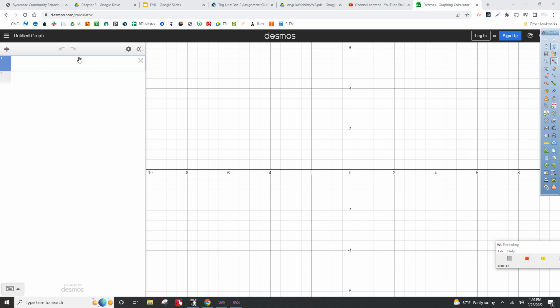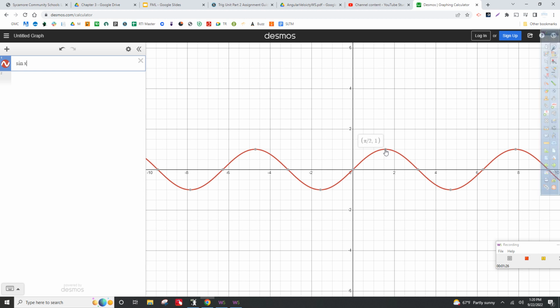Oh, should have paused the video. Sine x. Look at it. It begins down here at 0. It starts to increase, keep in mind, at pi over 2. So Desmos is already in radians. Sine of pi over 2 is 1.